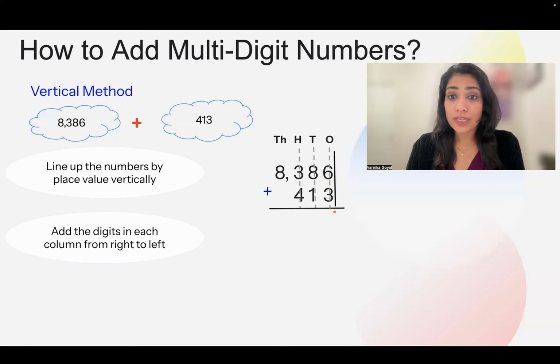So 6 plus 3 is 9. 8 and 1 is 9. 3 plus 4 is 7. And is there a number? No. So this becomes 0. So 8 plus 0 is 8.